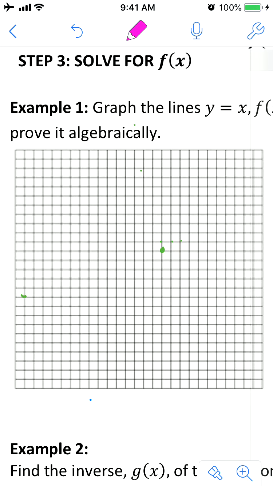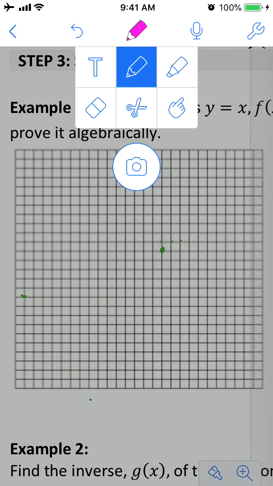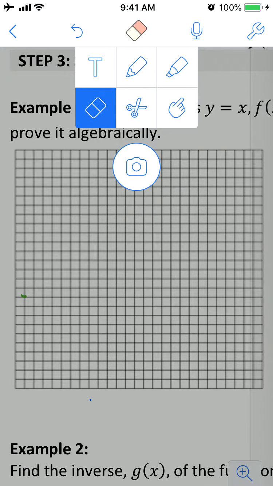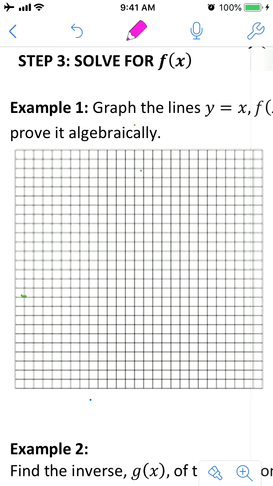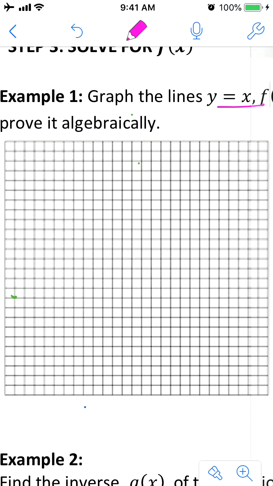Okay, so they don't even want us to do it algebraically first. They want us to start by doing it geometrically. They want us to graph it, right? They want us to put it on the graph and see if they are inverses of each other. Well, to do that, we have to start with this line y equals x. So let's just start with that.